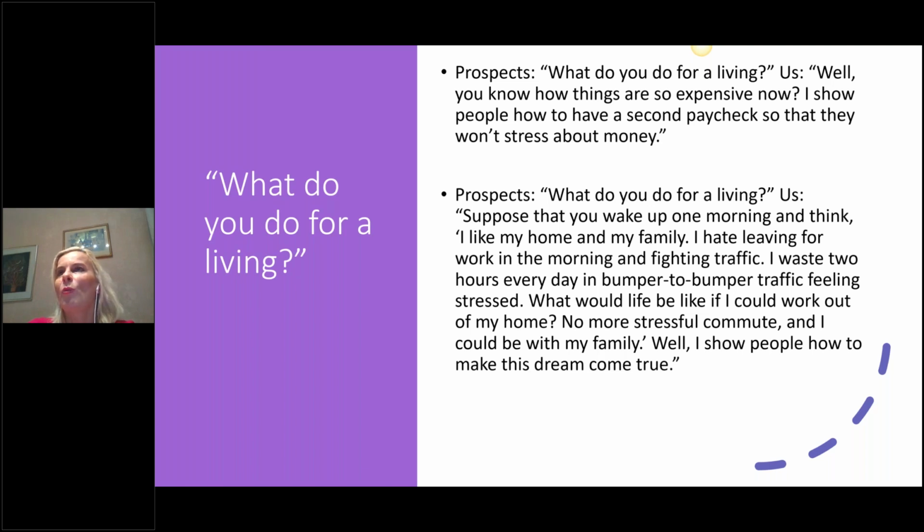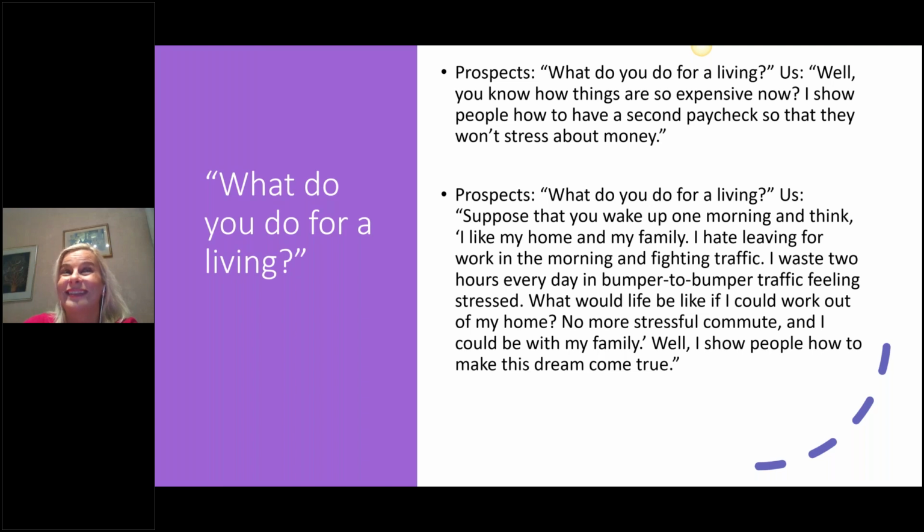And what we often come across, and a great thing we actually want people to come across, is the question, what do you do for a living? I love when they ask me that. It's just perfect. Why? Because right there, I can basically give them a presentation. What do I do? Well, you know how things are so expensive now.